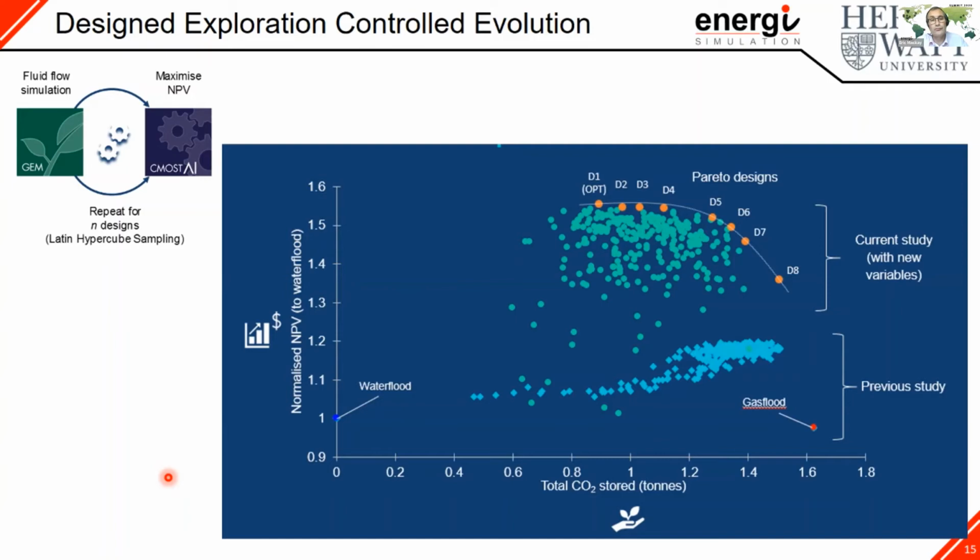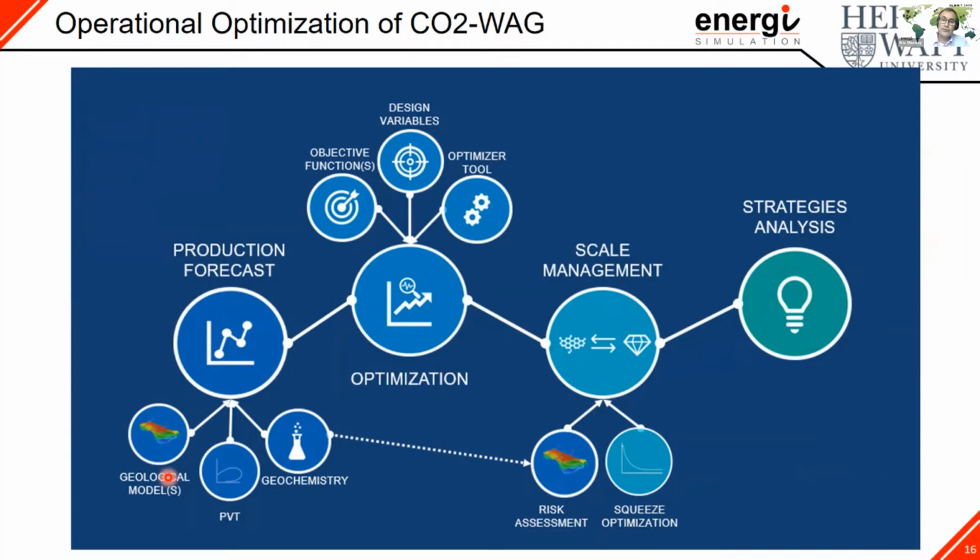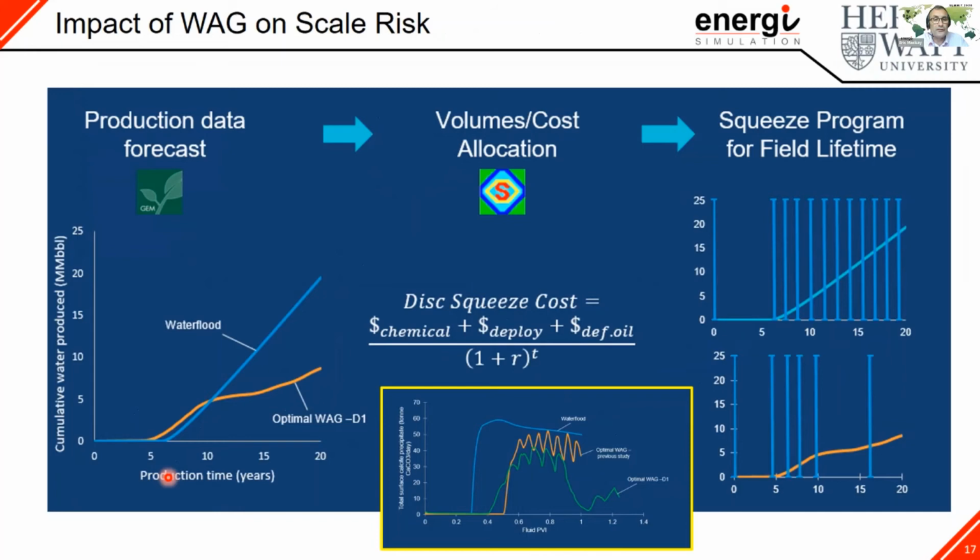The next question is then to do with scale management and optimization of mitigation strategies. So here we have some plots on the left-hand side. We've got the cumulative water production from the system, and in the blue line, it's the water flood, and on the orange line, it's for the optimal WAG design. And so you can see that the WAG design is resulting in less water. In the middle at the bottom, you can see a chart showing the cumulative amount of scale that would form in the production wells.